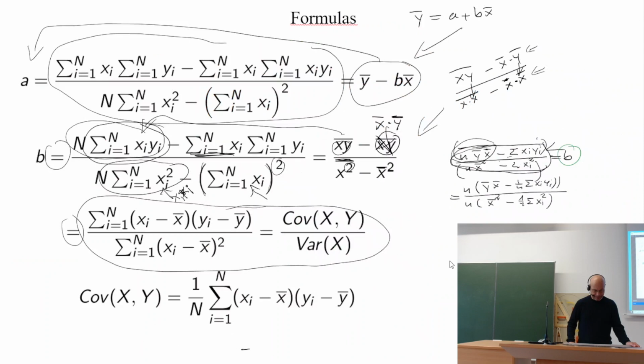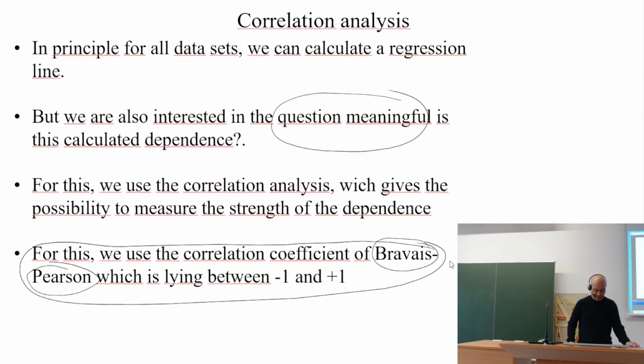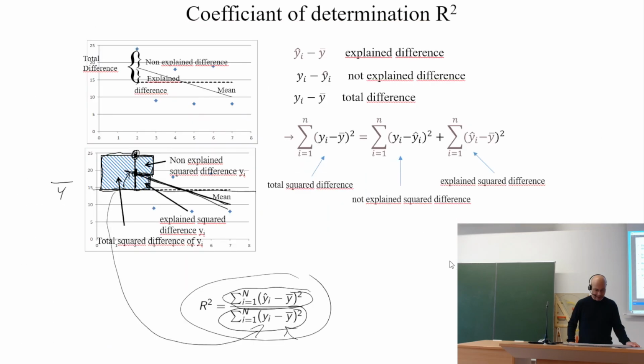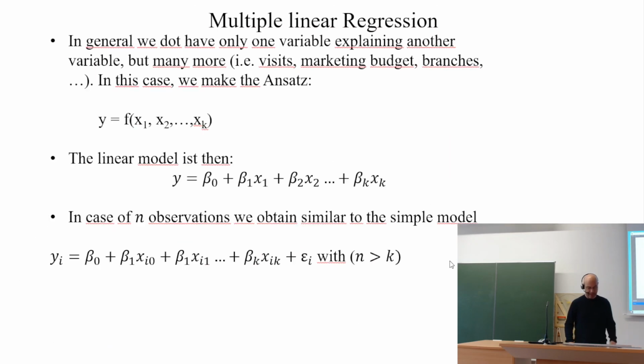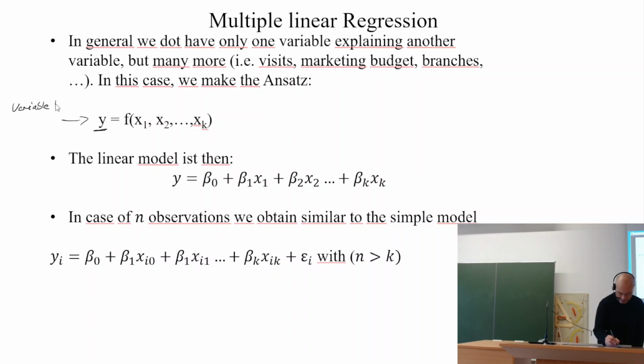But of course, we can then also think about a more complex system, where we would assume that in general we have one variable y again, which we want to explain, to be explained, but that we have many explanatory variables.